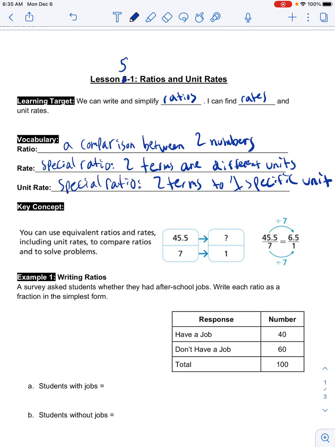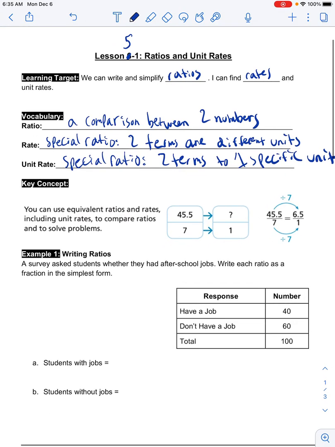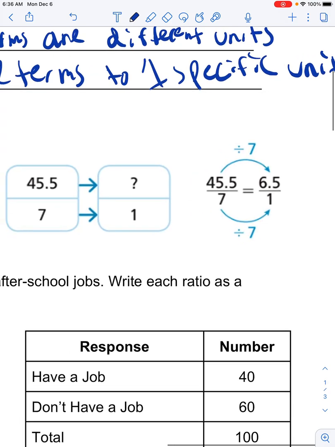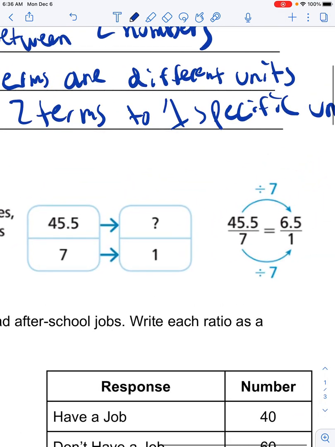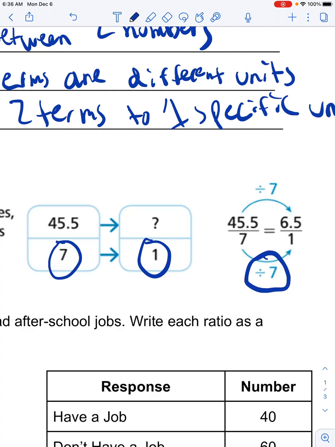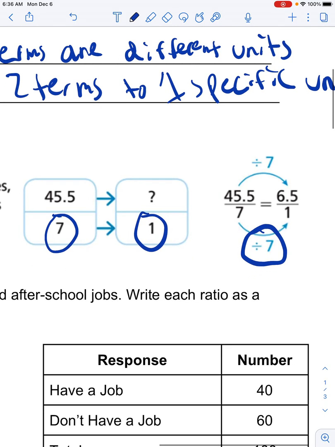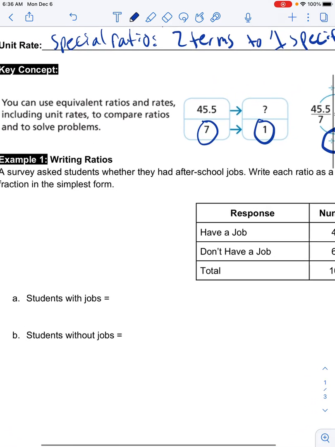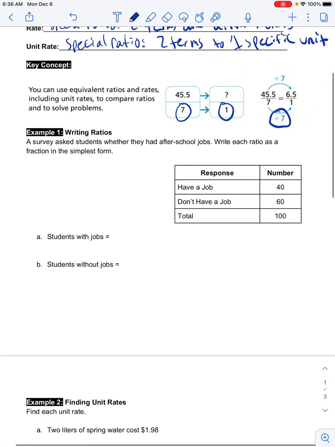So again, if we look here, you can use equivalent ratios and rates, including unit rates, to compare ratios and to solve problems. So what were we looking at in this example? Right here, I'm going from 7 to 1. How do I go from 7 to 1? Well, I need to divide by 7. So when I divide by 7 in the denominator, I'm going to need to divide by 7 in the numerator as well. So let's take a look at this example.